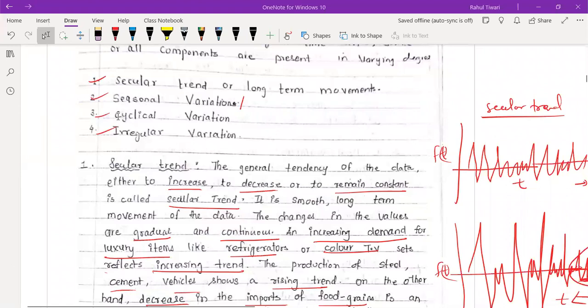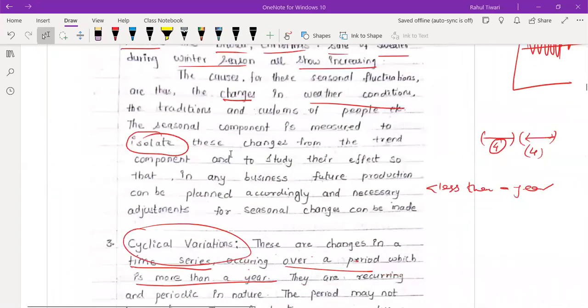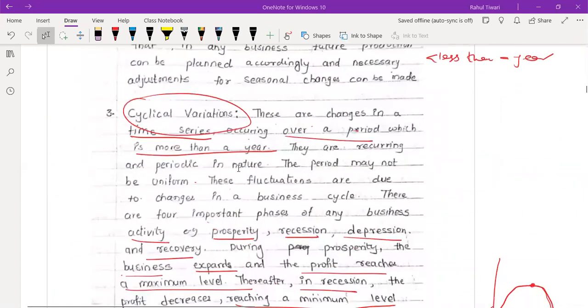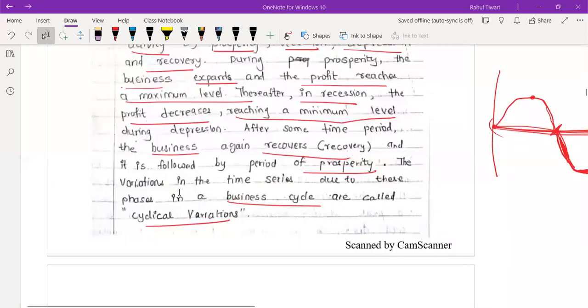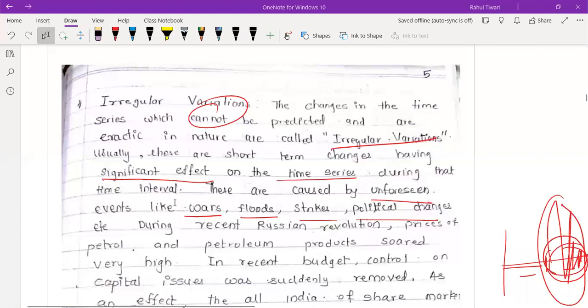Cyclic variation is a long-duration, long-term movement, which may occur over a year. It has four phases: prosperity, recession, depression, and recovery, and this is always continuous. So it is pertaining to business. Then irregular variation is a variation which is not in your control, which can happen suddenly.